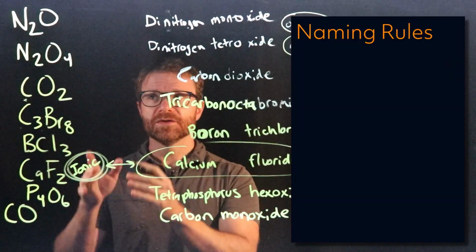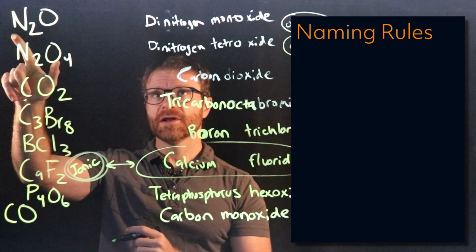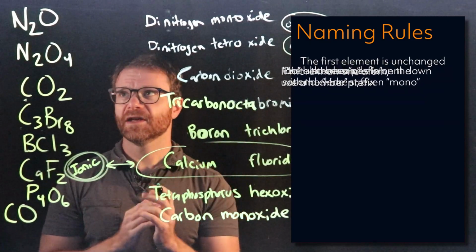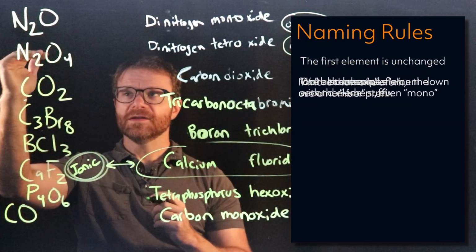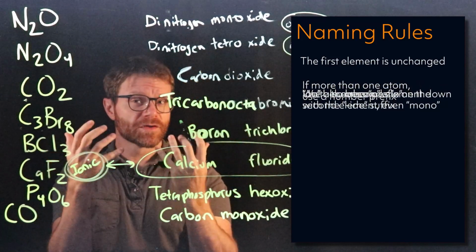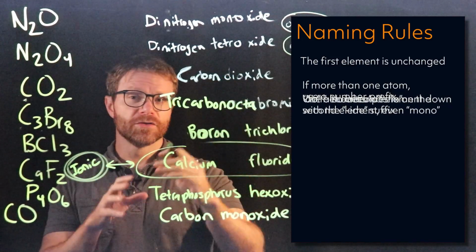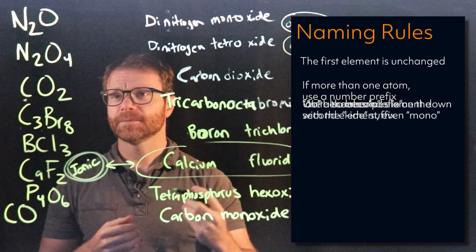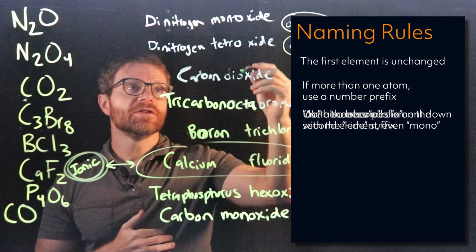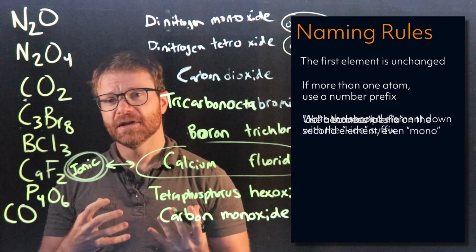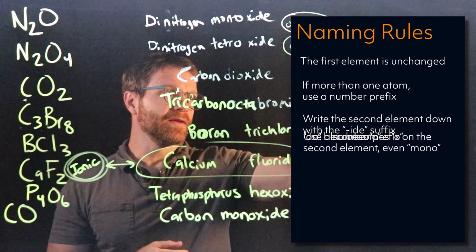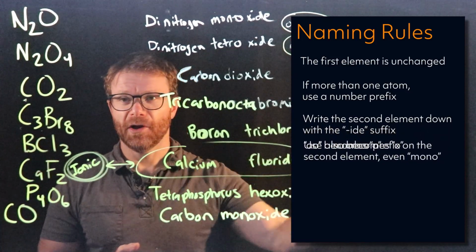Just like ionic compounds, you start with the first element in the formula. You write out the full element name, nitrogen, carbon, boron, etc. If there's more than one of it, you use a number prefix, such as with dinitrogen or tricarbon. If there's only one of it, you don't use a prefix at all. Carbon, boron, carbon. For the second thing, or third thing in the chemical formula, you do need to use the "-ide" suffix, just like we did for naming ionic compounds. And you also need to use, all the time, the number prefixes. Even if it's 1, you're going to use mono for that one.